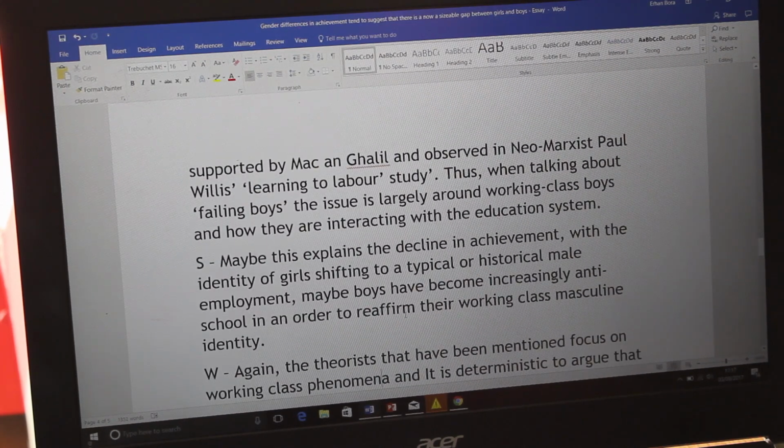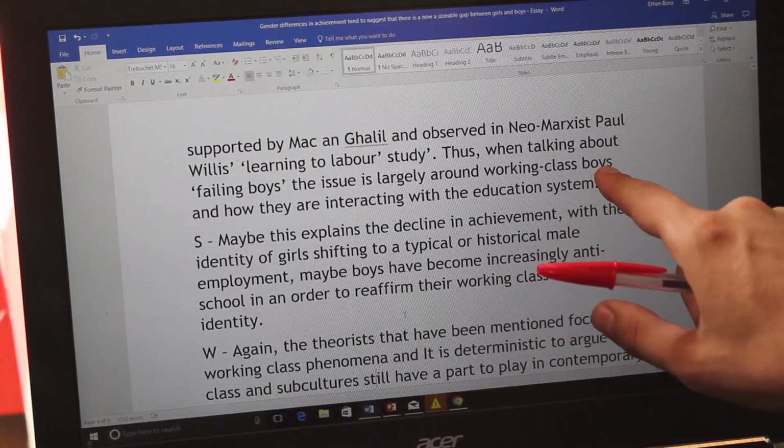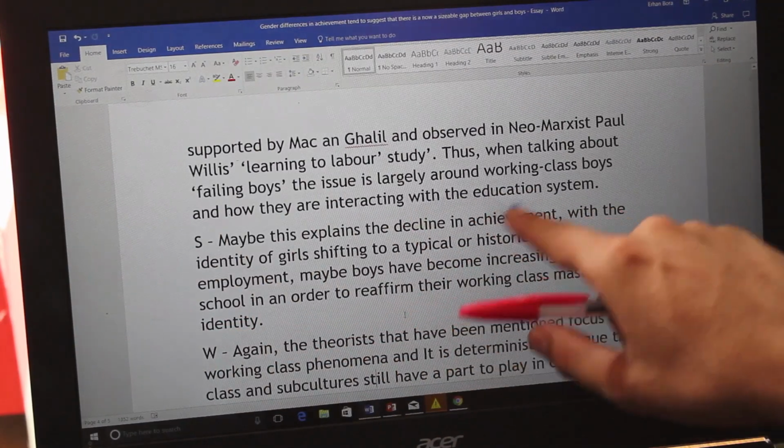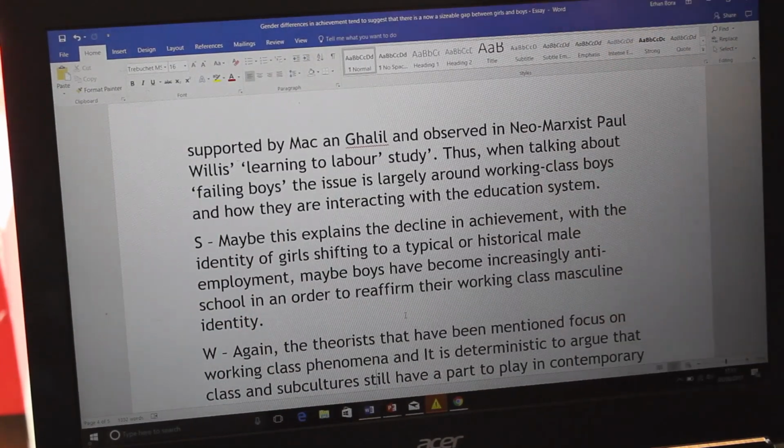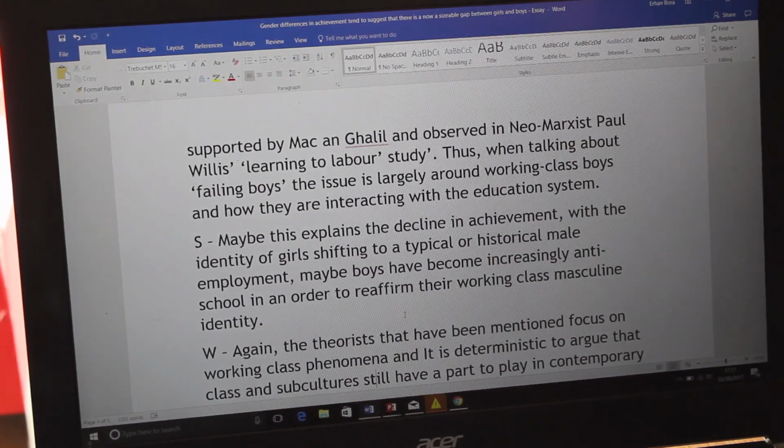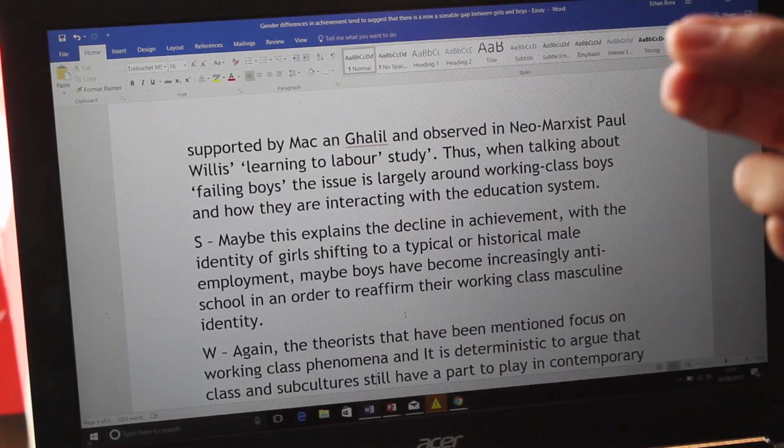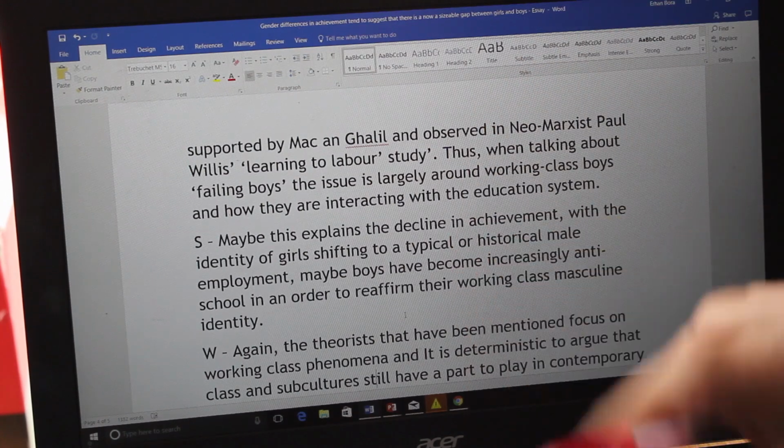Thus, when talking about failing boys, the issue is largely around working class boys and how they're interacting with the education system. So again, I'm talking about class here as well as gender. I'm involving class. Gender is an issue, as you can see from the item, but can we involve class? Is class more of an issue here?